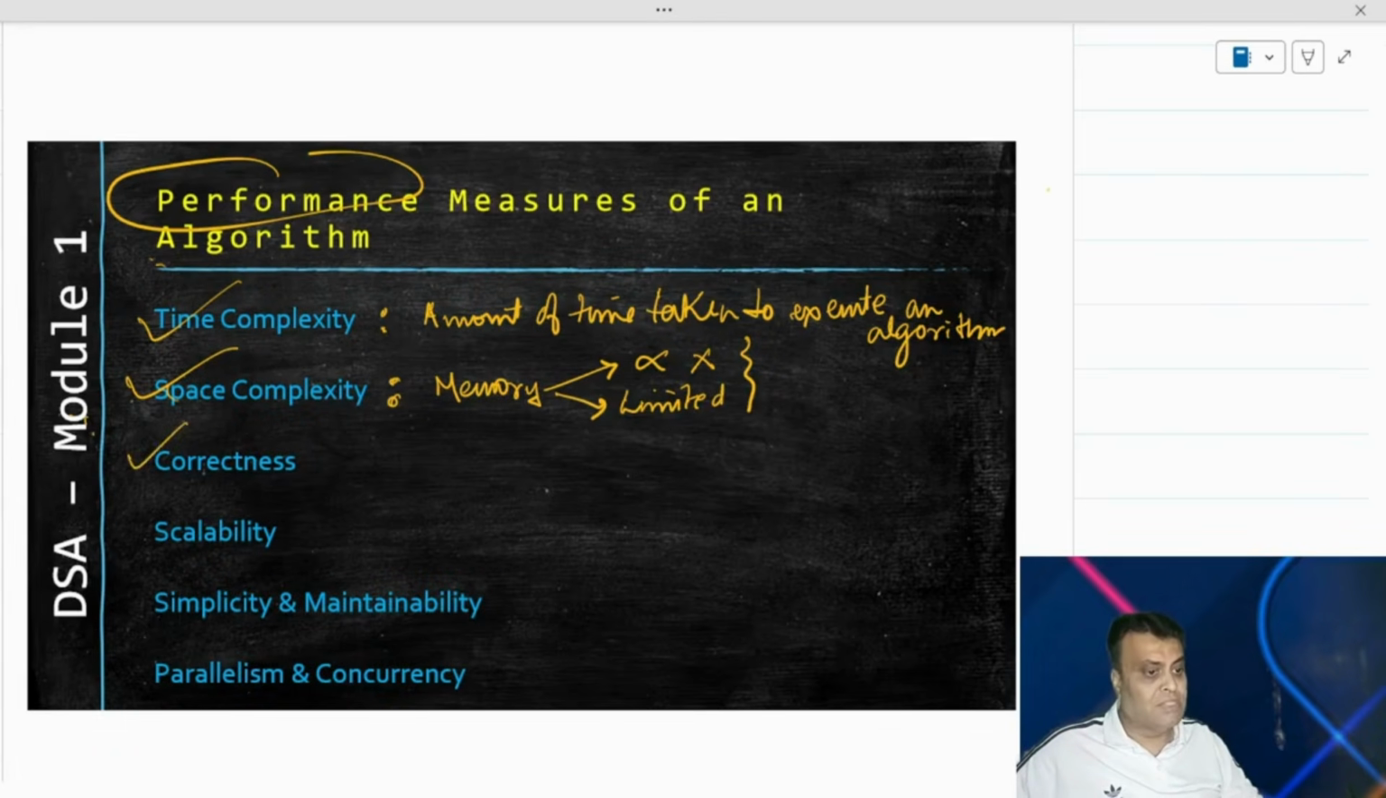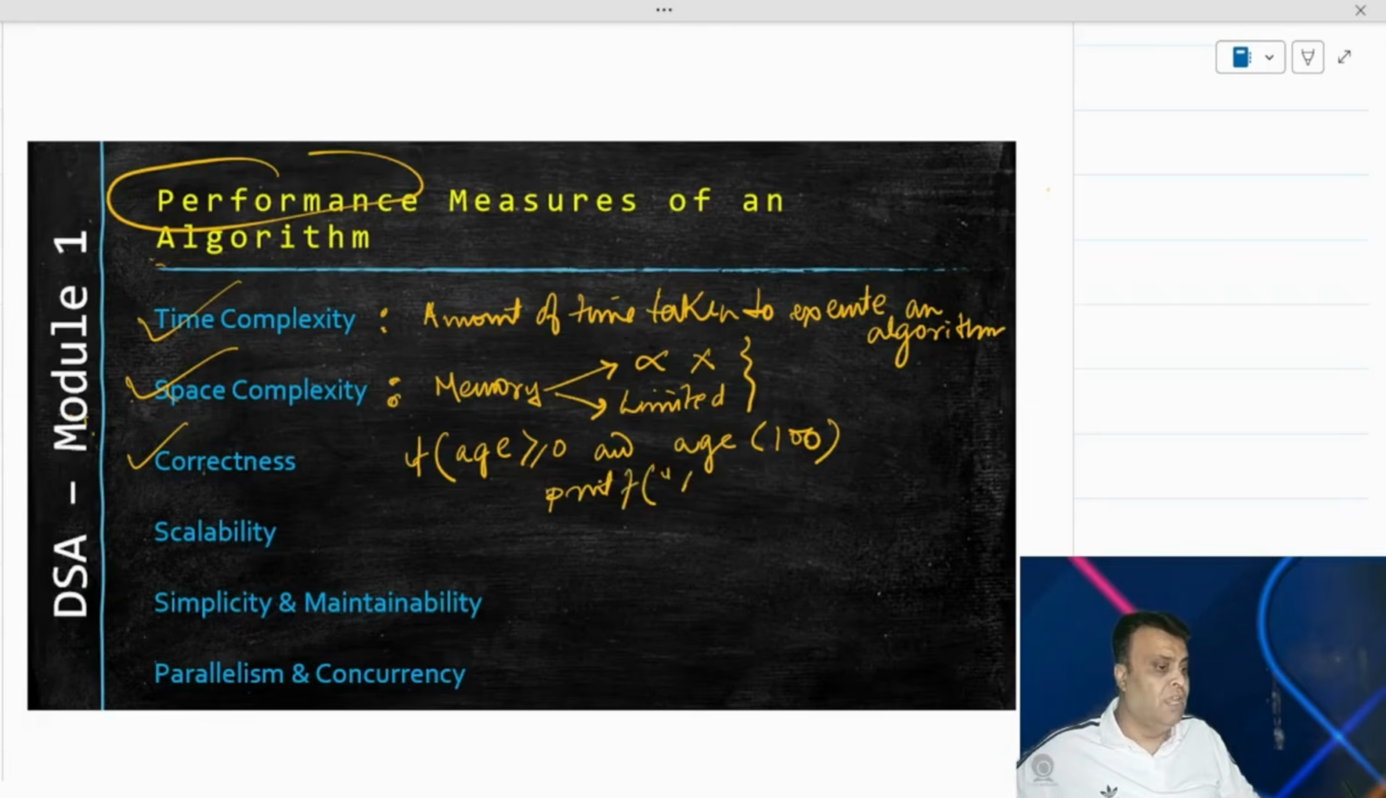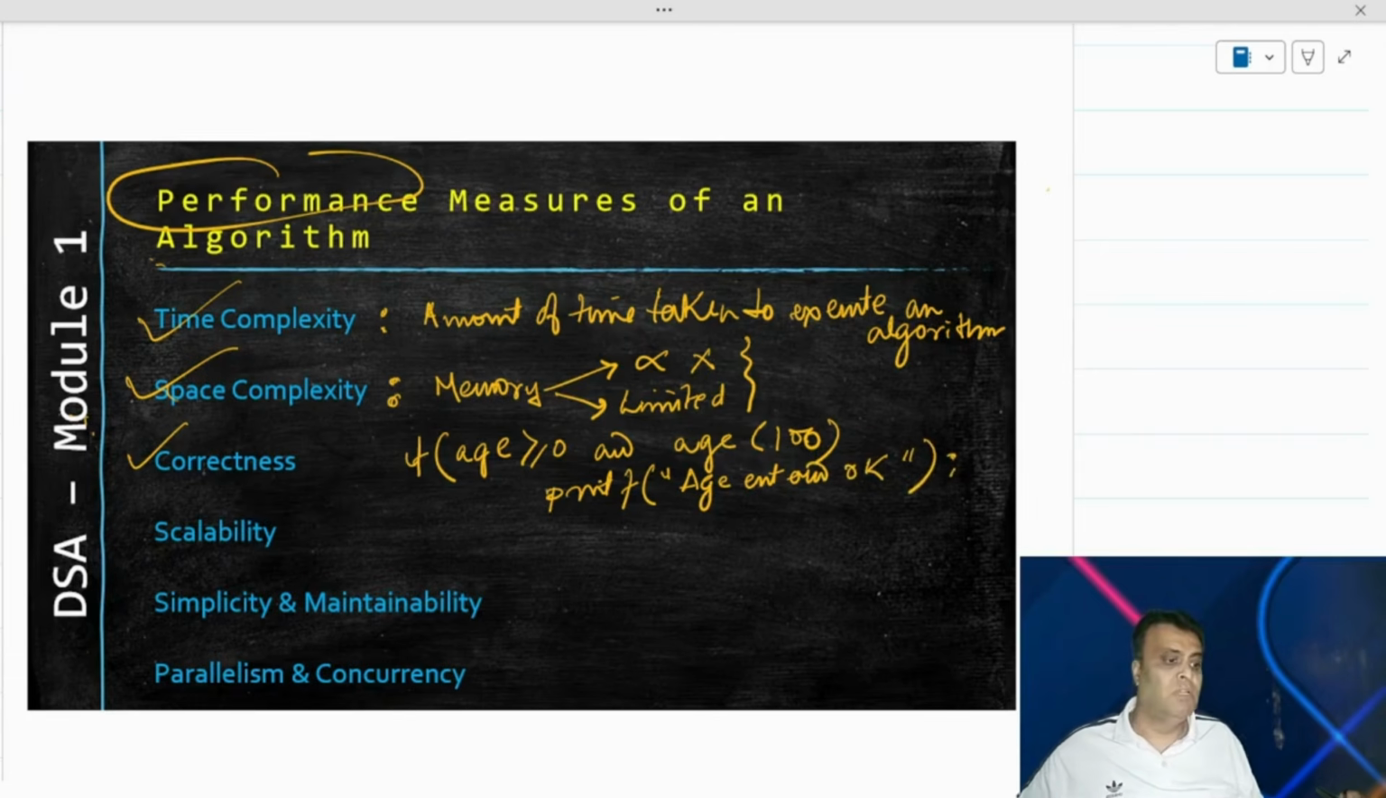Then we have the correctness of the algorithm. Suppose I have written something like this. Suppose my requirement is that I should accept an age which is greater than or equal to 0 and less than or equal to 100, right? And I write this and I say printf age entered is okay. My requirement was to accept an age greater than or equal to 0 and less than or equal to 100.